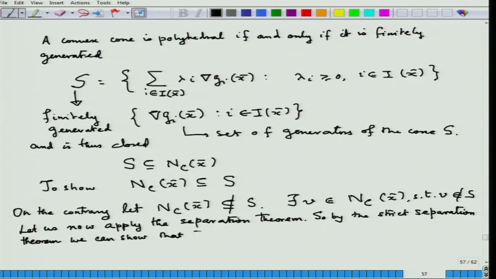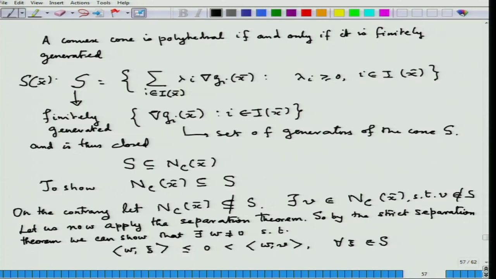that there exists W not equal to 0 such that W of xi, where xi is an element in this set, is less than or equal to 0, and is strictly greater than this. Of course, this S depends on x bar, which I am not mentioning, because we have just taken a fixed x bar and we are working with it. Maybe it would be more precise to write S of x bar. So, this is what you have from the separation theorem.